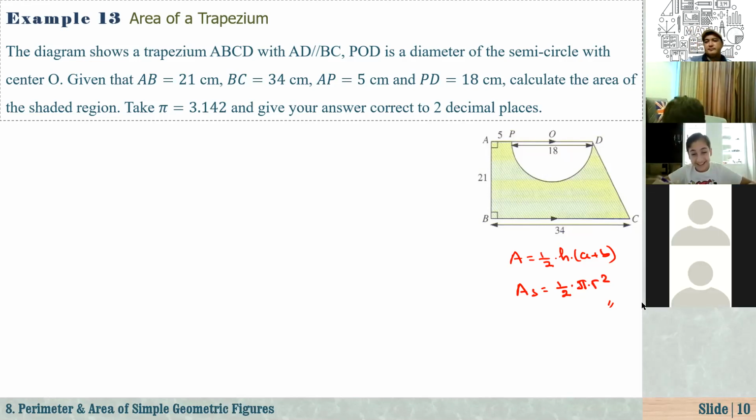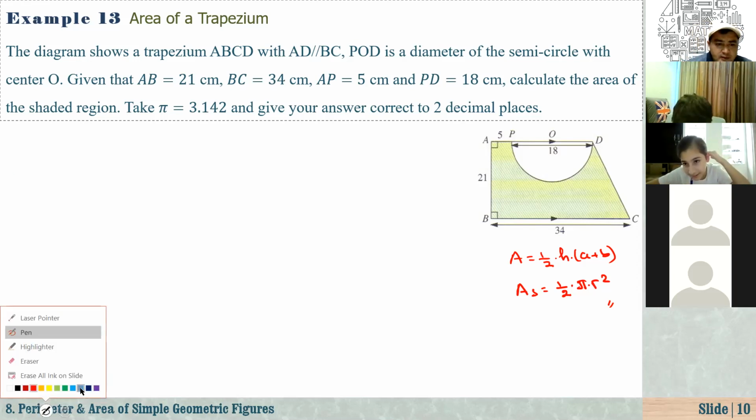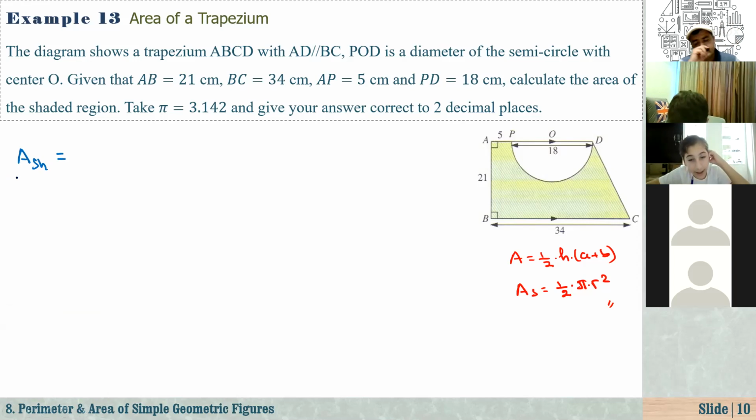Mr. Tariq, can I say how to do it, please? Okay, the diagram shows the trapezium ABCD with AD parallel to BC, right? POD is a diameter of the semicircle with center O. Given that AB is 21, BC is 34, AP is 5, PD is 18. Calculate the area of the shaded region. Did you get an answer? I'm right at the end. I just can't calculate the radius, and if I calculate the radius, I'll finish.